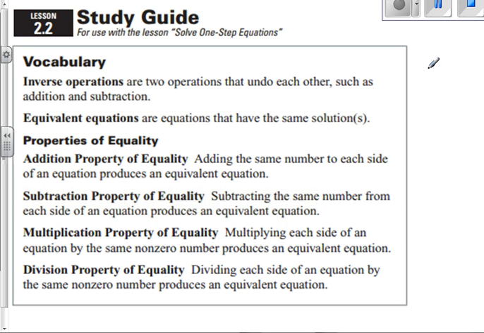This is Algebra 2.2 and solving one-step equations, so we'll go through this as quickly as possible. And your secret word today is cookie. So let's look at the vocabulary.